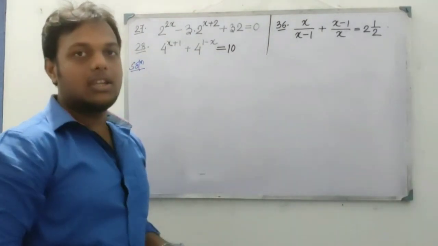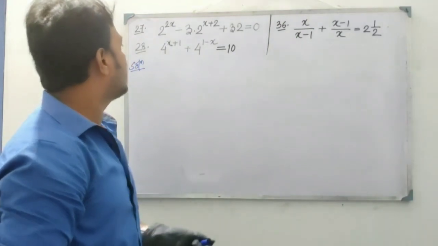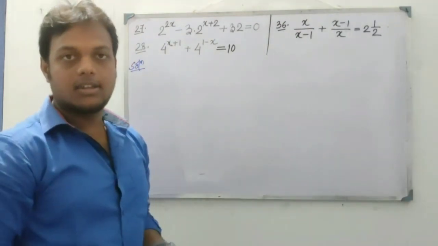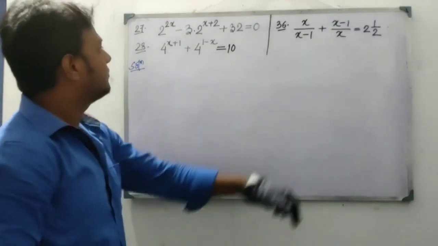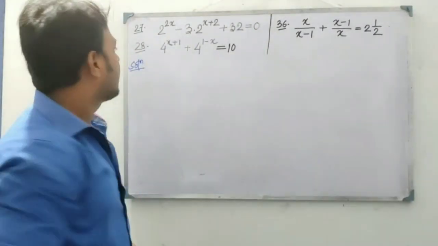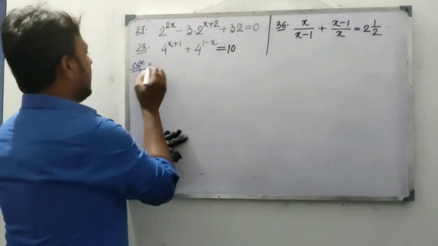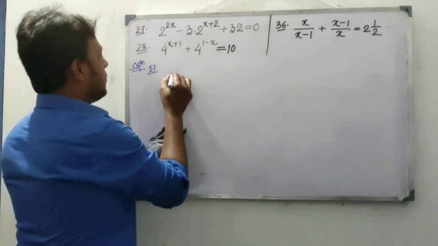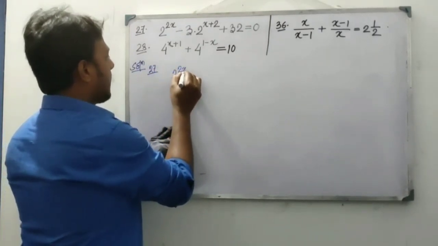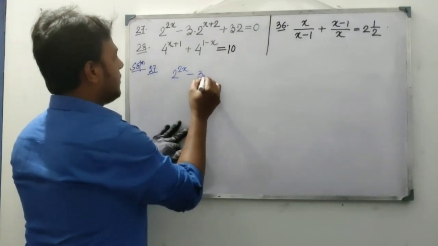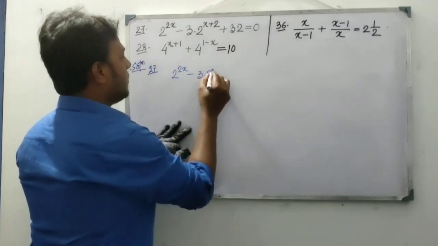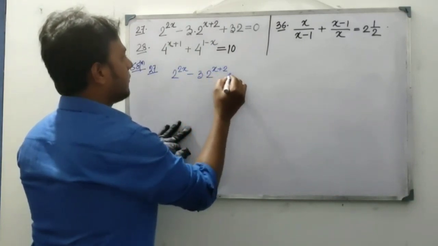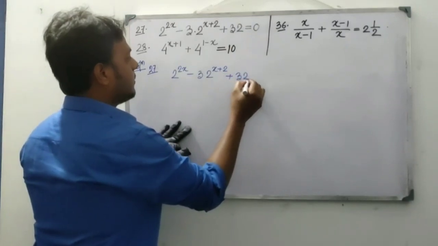Hope you have solved this problem while you were a student of class 9. Okay, but we have to solve this problem here again. So I am writing the question 27 number. 2 to the power 2x minus 3 into 2 to the power x plus 2 plus 32 equals to 0.